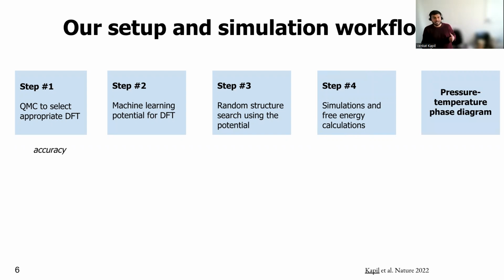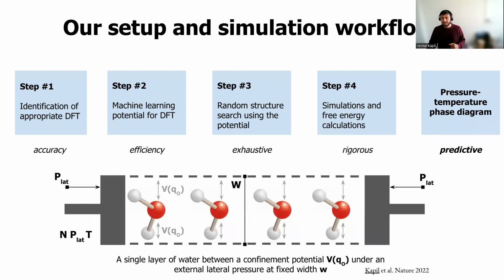So the first step basically allows us to ensure that our potential energy surface is accurate. The second step gives us the efficiency to run long simulations. The third step allows us to be sure that we have really probed all the configurations of ice and we know that we are sampling all of the metastable phases. And the fourth step, we rigorously account for finite temperature, finite pressure, thermal expansion, as well as basin volumes and configurational entropy in our phase diagram. And that hopefully gives us a predictive phase diagram.